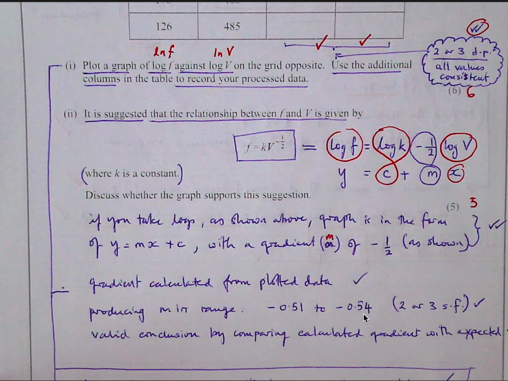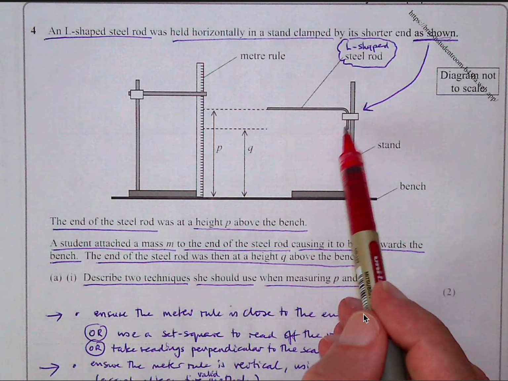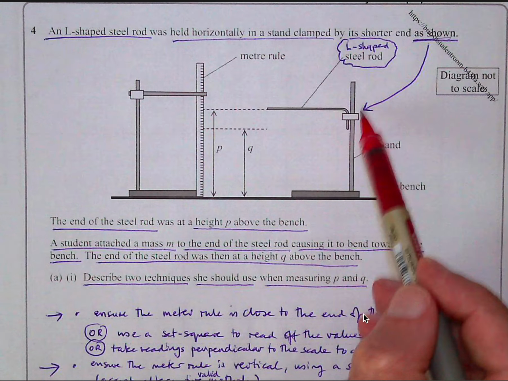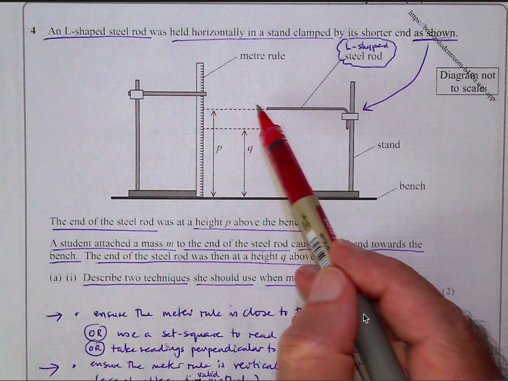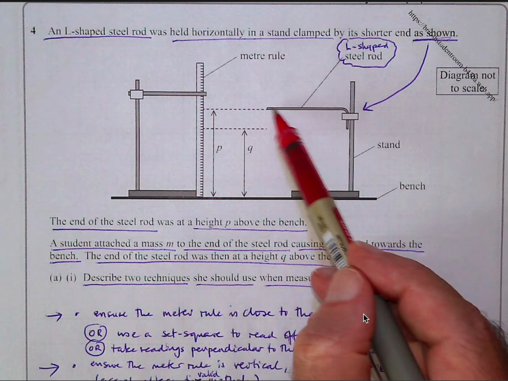Okay, that is question 3, shown on the graphs, and the next part is question 4, which is the final question. This time you've got an L-shaped steel rod, which is this L-shaped steel rod there. It's clamped as shown at its shorter end. Looks a bit like an Allen key, for those of you who know what an Allen key is, like you get them in IKEA when you buy furniture. And it was held in using this clamp as shown here.